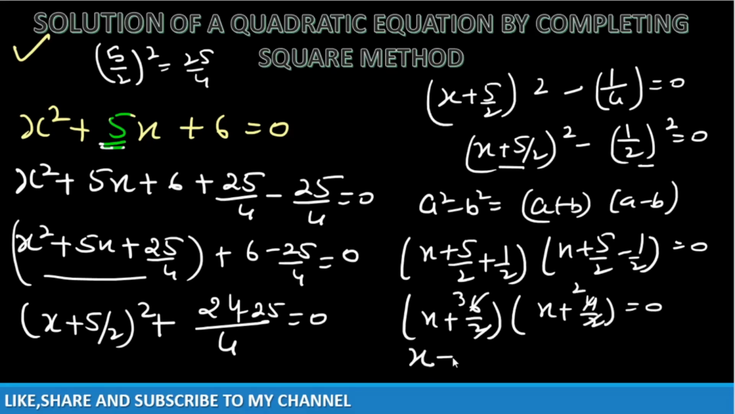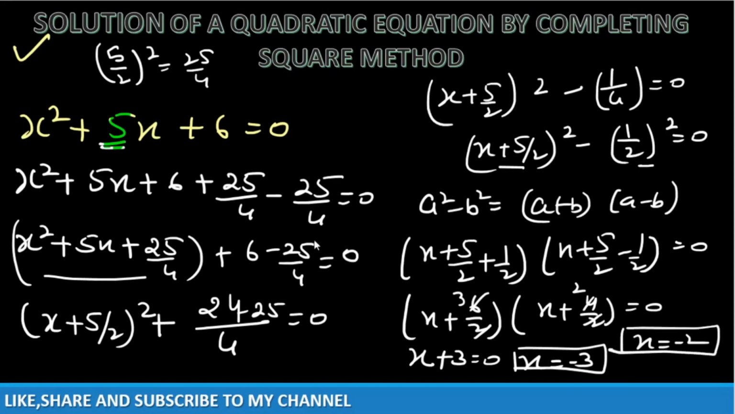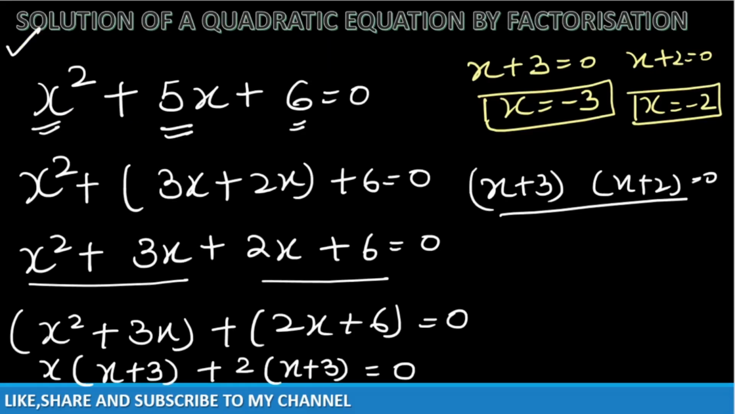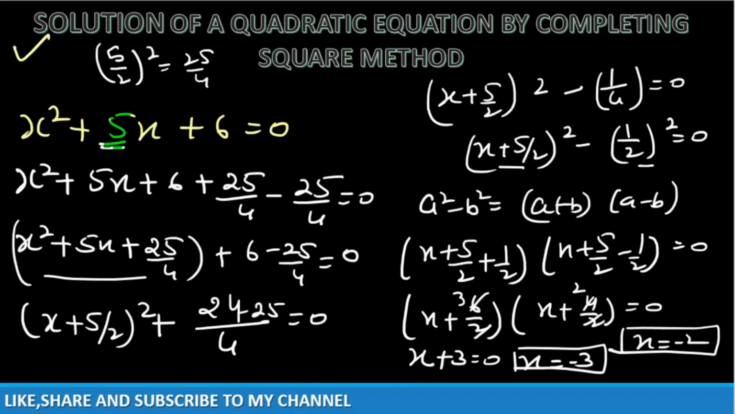So when you compare it with 0, x plus 3 is equal to 0, you can say x is equal to minus 3. This is the first part. Similarly, you can say x is equal to minus 2. This is the second part. So look at the first part. What you have got here is x is equal to minus 3, x is equal to minus 2. Similarly, with the help of the completing square method, you have got the same answer.